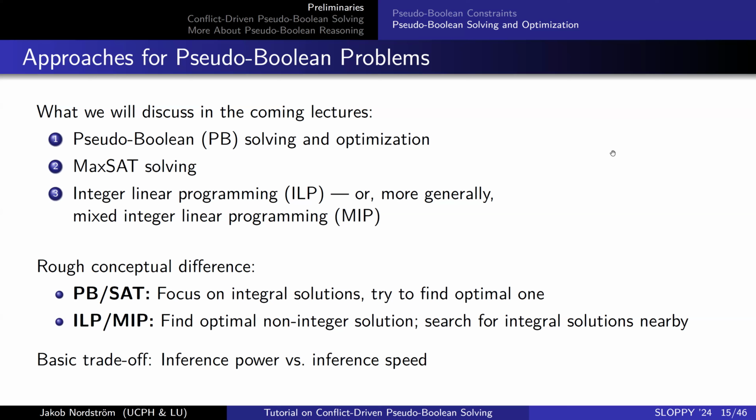A MIP solver kind of does the opposite. It just relaxes the whole problem and says, screw the integer constraints. Let me just find over the reals the best solution I can. And then you find that solution and you say, oops, that wasn't integral, too bad. And then you try to fix it to say, well, can I find an integral solution somewhere nearby?